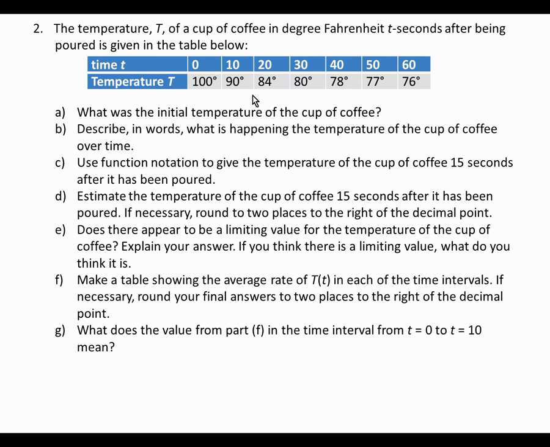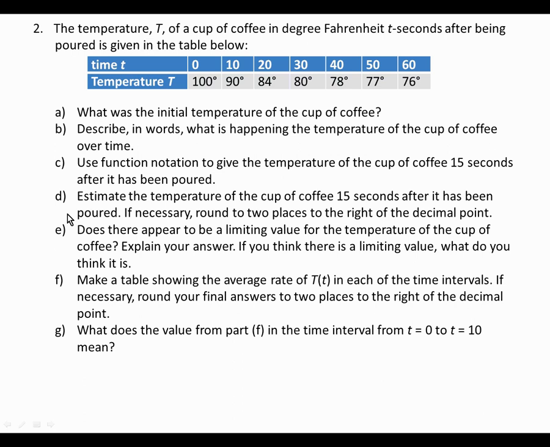Question number 2. The temperature T, that's capital T, of a cup of coffee in degrees Fahrenheit, little t seconds after being poured is given in the table below. So my time increment is going in increments of 10 seconds. And it starts off with a temperature of 100 degrees and goes down to a temperature of 76. My questions. What was the initial temperature of the cup of coffee? Describe in words what is happening to the temperature of the cup of coffee over time.